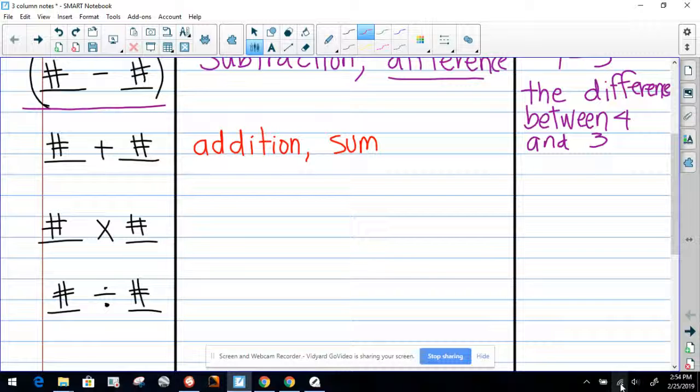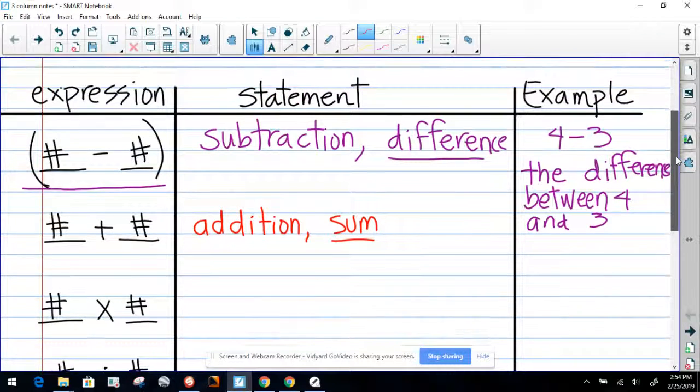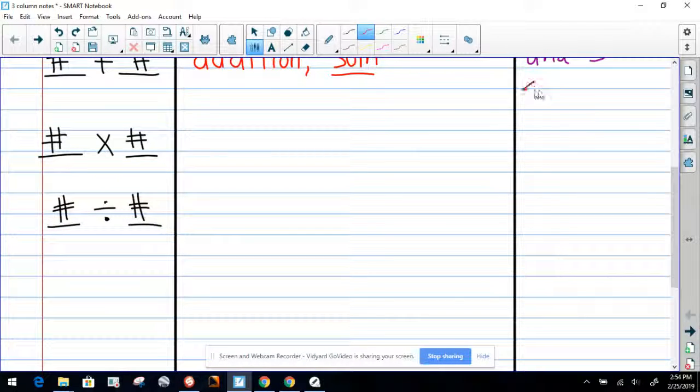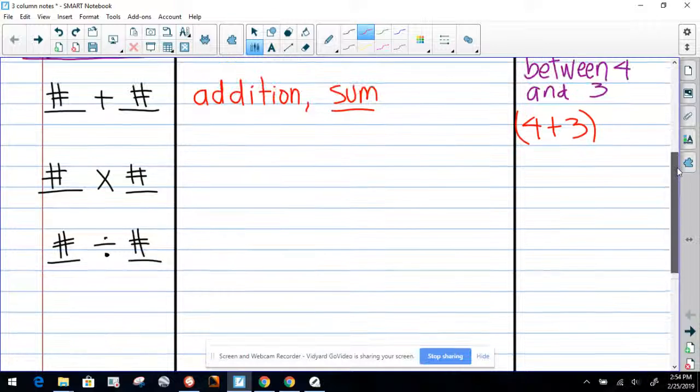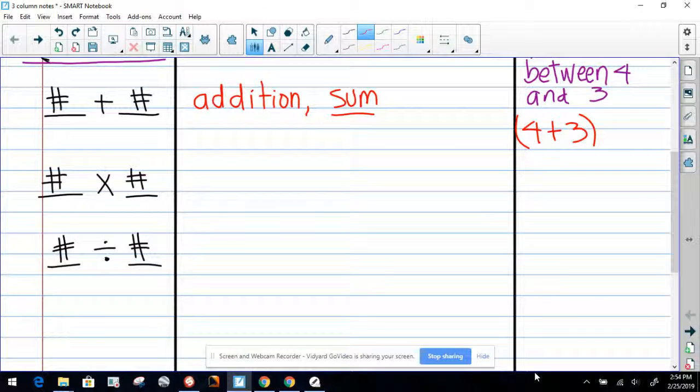So now let's look at how you would write this down. Let's say the same numbers on the top, 4 and 3, right? So this time it's going to be 4 plus 3. That's how you would write it as a numerical expression. And writing it as words will be the sum, as a statement, the sum of 4 and 3. So that's how you will write this down when you see an example such as this one.